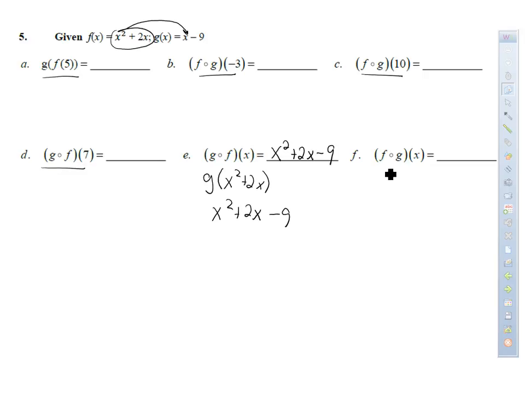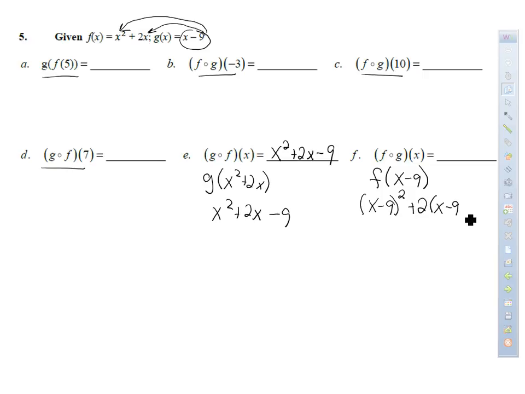F composition g of x. This one's going to be a little bit harder, guys, so be careful here. We've done it before, but be careful. I'm going to find f of g of x, which happens to be x minus 9. Hey, look what happens, though, guys. When I pick up x minus 9 and dump it in for x, notice two things. One, there's a squared. Two, there's two x's. So it's going to look like this for a second. I'm going to have (x minus 9) squared plus 2 times (x minus 9).